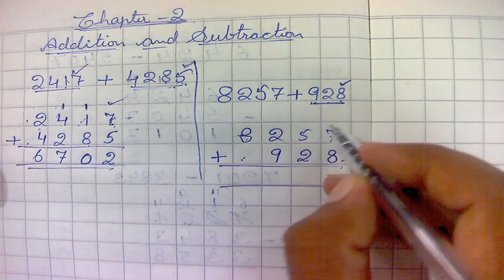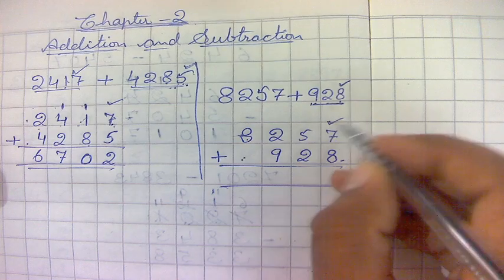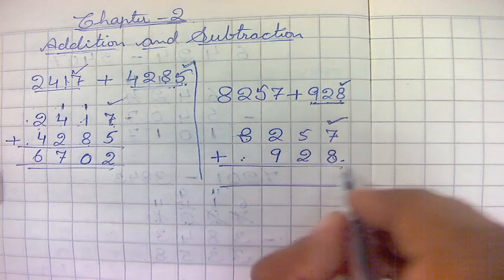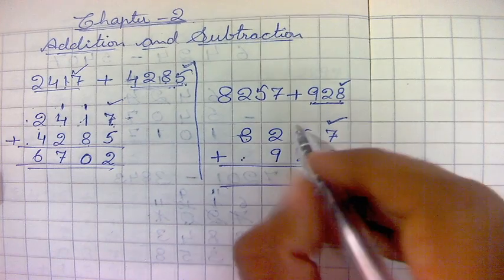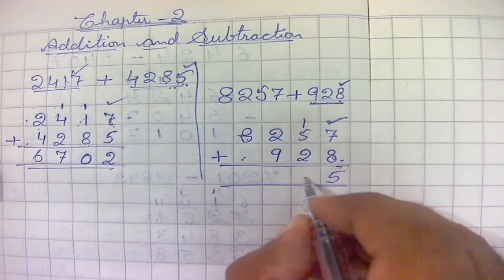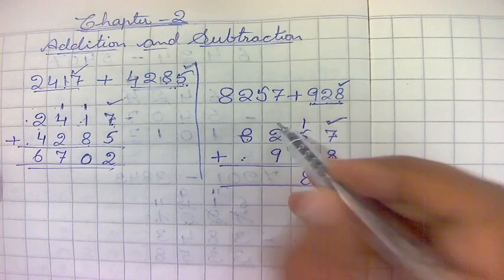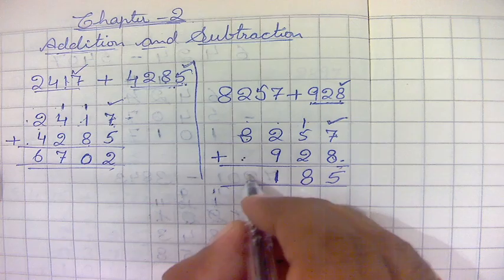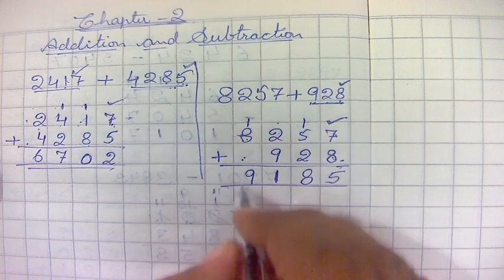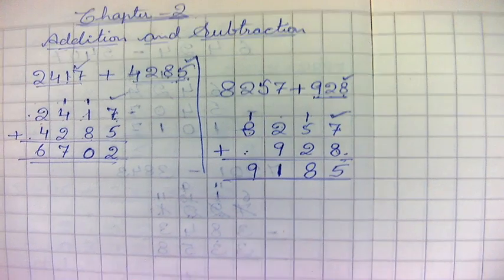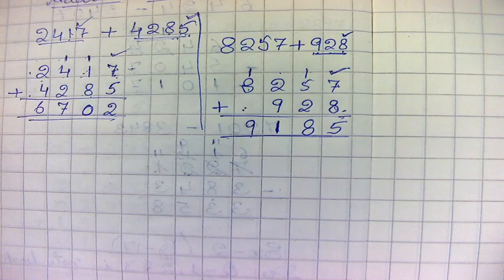Now start adding, and again you are going to add it from the ones digit, that is from the right side. So 7 plus 8 it is 15, 1 carried. Now 1 plus 5 is 6, 6 plus 2 is 8, nothing to carry. Then 2 plus 9 is 11, 1 written, 1 carried, 8 plus 1 is 9. So 9185 is your sum.